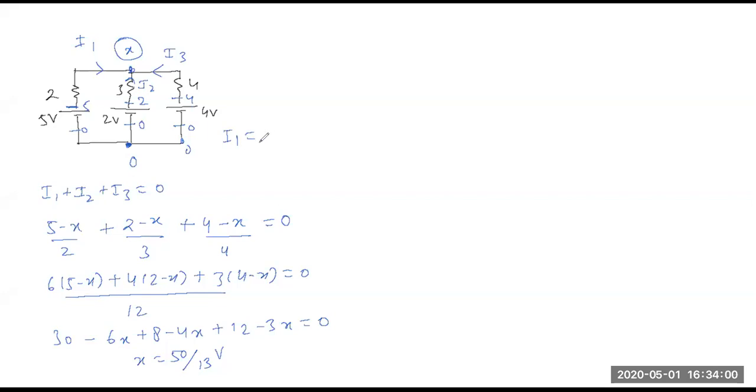I1 is what? Now, since I know x, I can find out I1 as (5 minus x) divided by 2. I can find out I2 as (2 minus x) divided by 3. And I can find out I3 as (4 minus x) divided by 4. Now quickly solve it and tell me finally what will be the value of I1, what will be the value of I2, and what will be the value of I3.